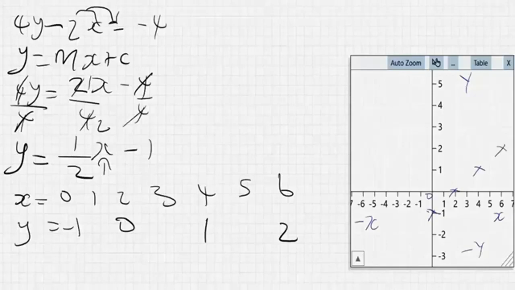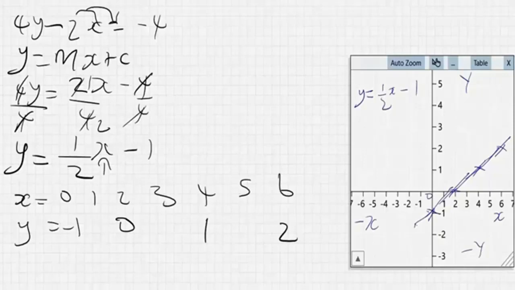So with this, we can now draw the straight line and get our graph. When you draw it through the points, this is how it's going to be. This is the graph of y equals half of x minus 1. So this is the graph for this interval.